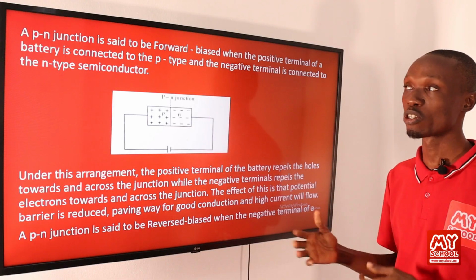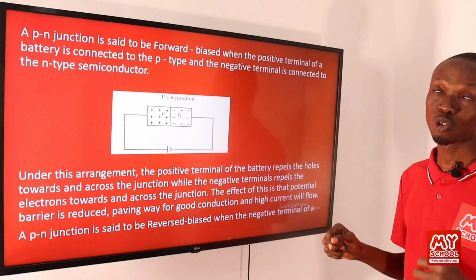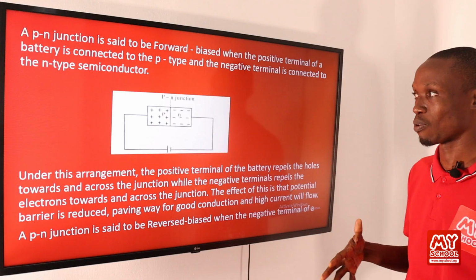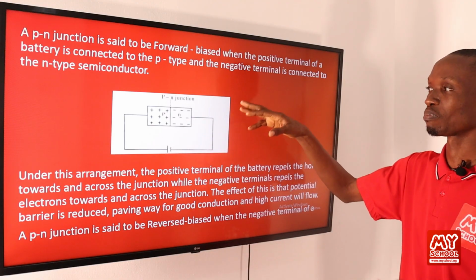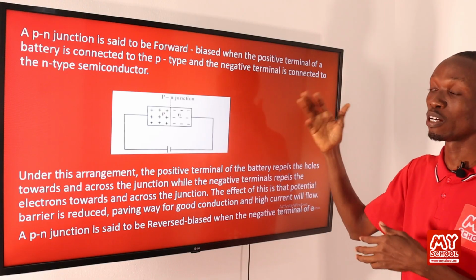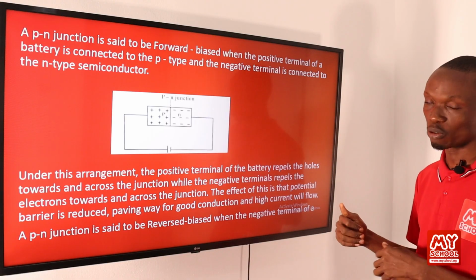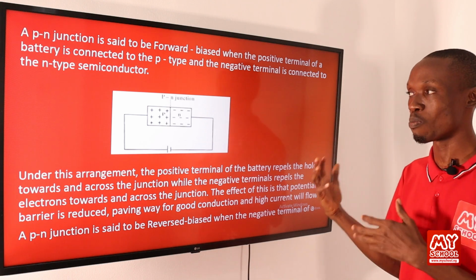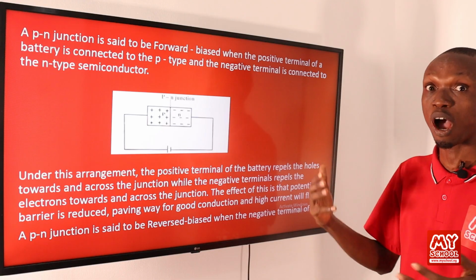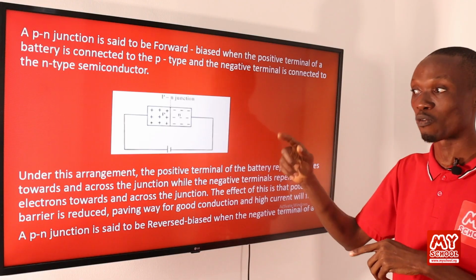A p-n junction is said to be forward biased when the positive terminal of a battery is connected to the p-type and the negative terminal is connected to the n-type. This is the circuit diagram of a forward biased p-n junction diode. Under this arrangement, the positive terminal of the battery repels the holes. Remember that the p-type semiconductor has more holes, and that part is connected to the positive terminal of the battery.